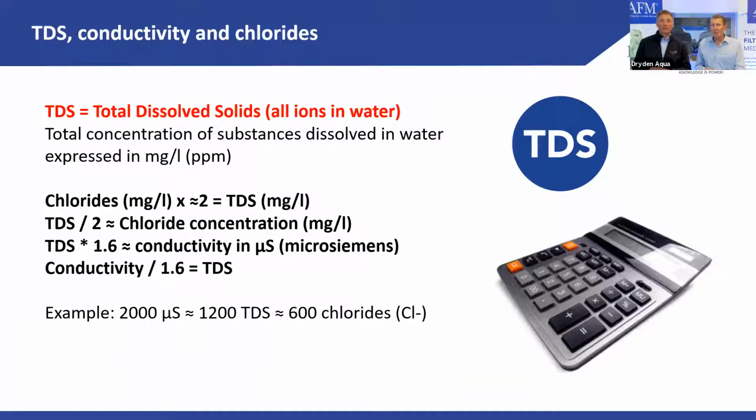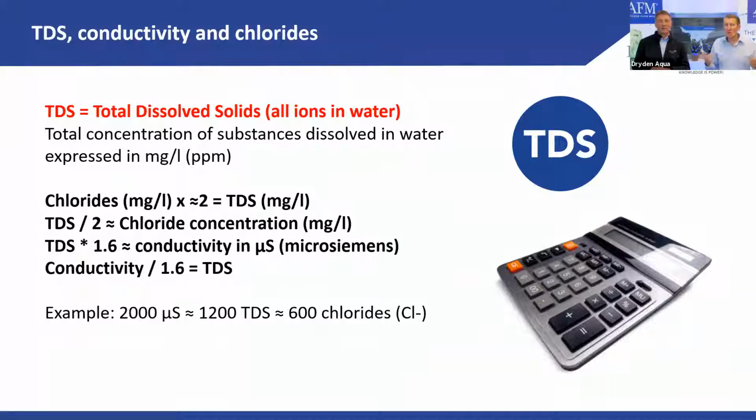Okay, so terminology. We were using different terms now. We were talking about salinity, which is often expressed as TDS, total dissolved solids. These are all ions in the water that make up the TDS. Then there's chlorides, which we just talked about, which are measured as milligrams per liter. And there is, what else? Conductivity, expressed in microsiemens.